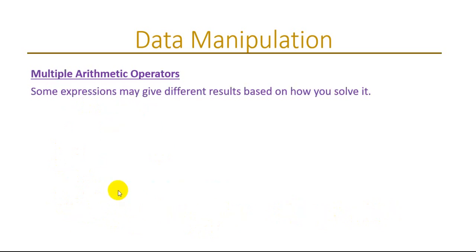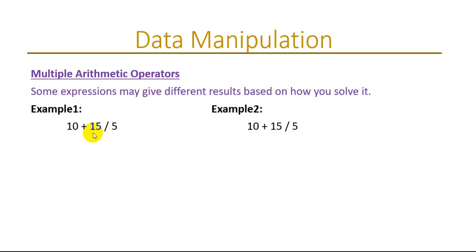What if we use multiple arithmetic operators? Let's see an example. Both expressions are 10 plus 15 divided by 5. Same thing. But what I want to show you is, with an expression like this, I can do the 10 plus 15 first, get the result and divide by 5, or I can do 15 divided by 5 first and then add it to 10. Let's see how these two results can vary.